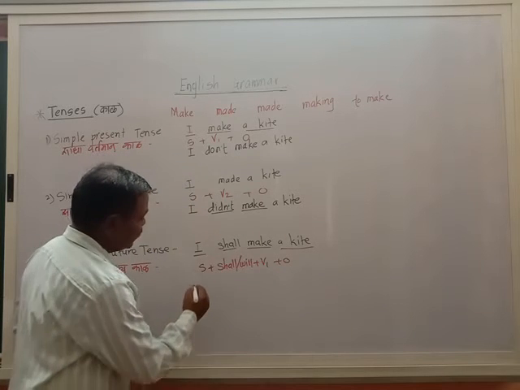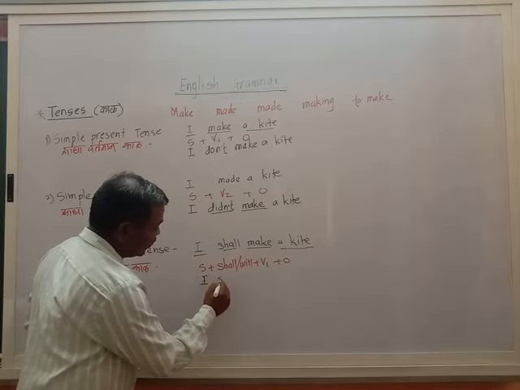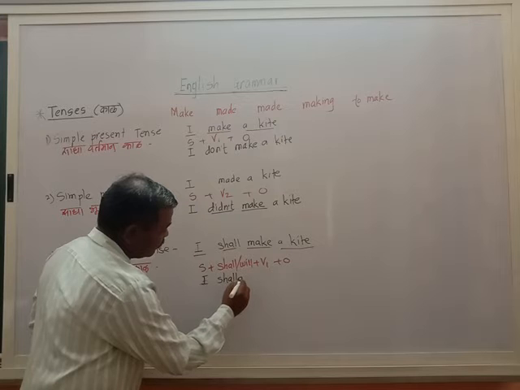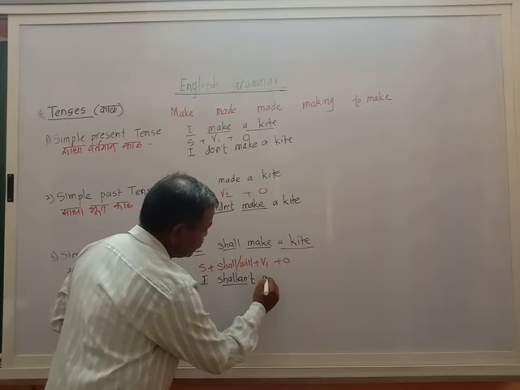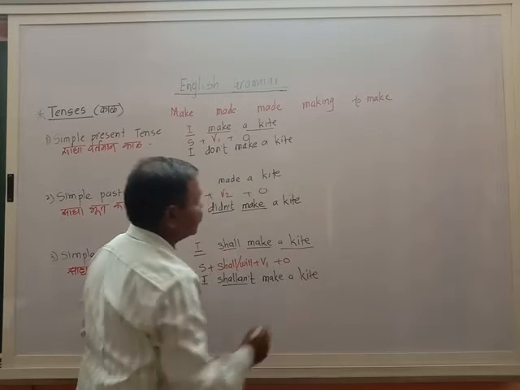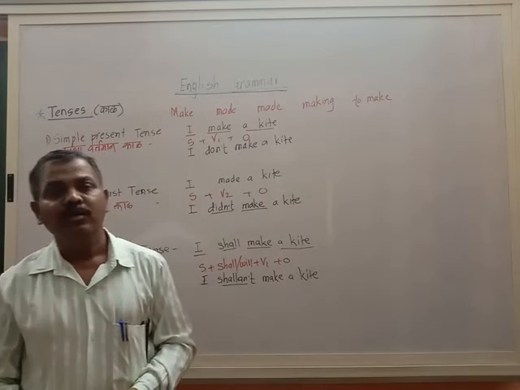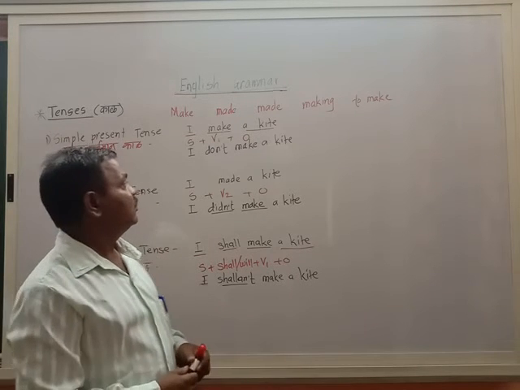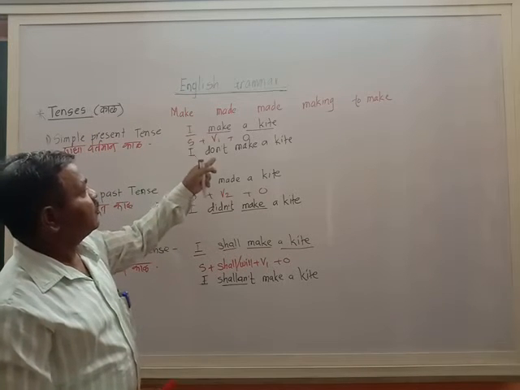And in the future there is no need of bringing any other verb or other thing. I shan't, already shall is there, shan't make a kite. This is negative. At the same time we are going to learn positive and negative sentences. Again we are learning here, if the sentence is positive, how to make it negative.